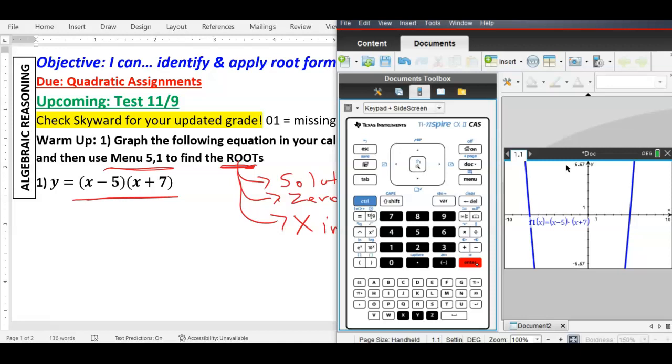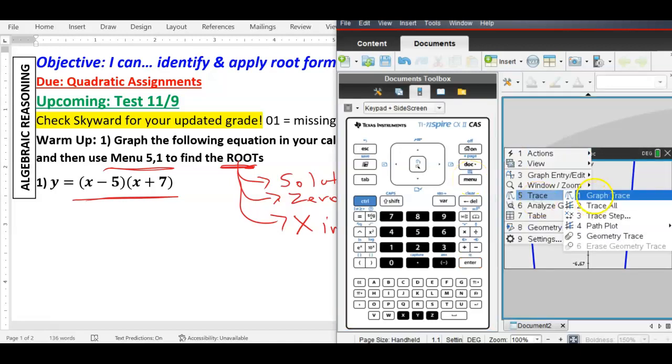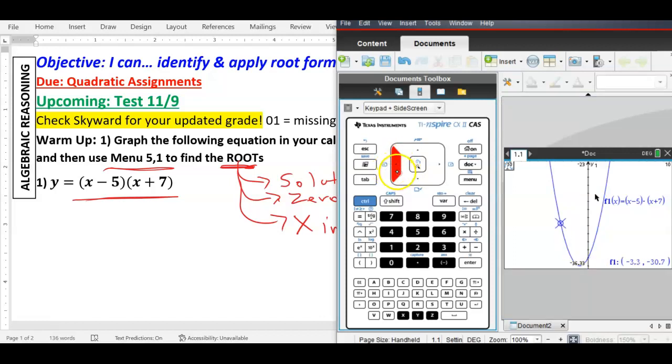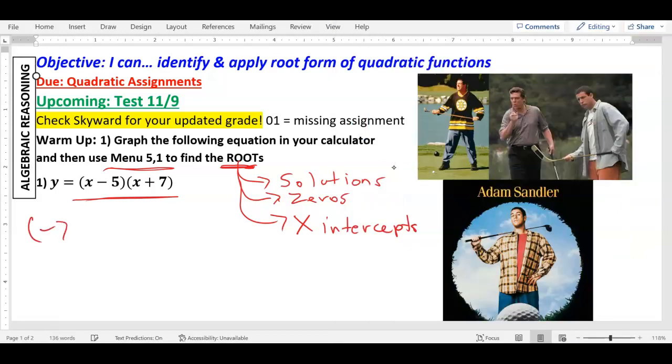So let's do this to get it exactly right. We're gonna press menu 5-1 to graph trace. Menu 5 for trace, 1 for graph trace. It's gonna jump down to the y-intercept, but I'm gonna go to the left until I get to that x-intercept, the root. Now when I get there, it doesn't say the word root. It says 0. Well, I know 0 is the same thing as a root. So the zero, the root, is -7, 0. So my root is -7, 0.